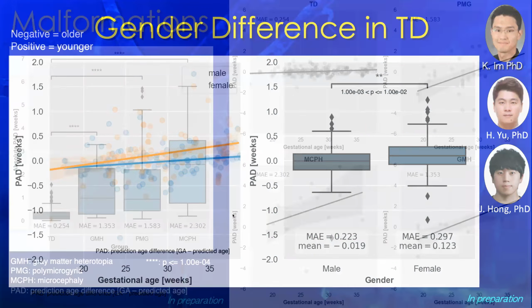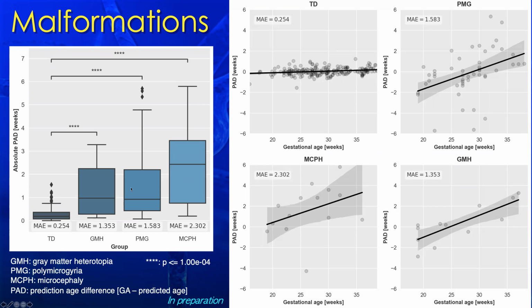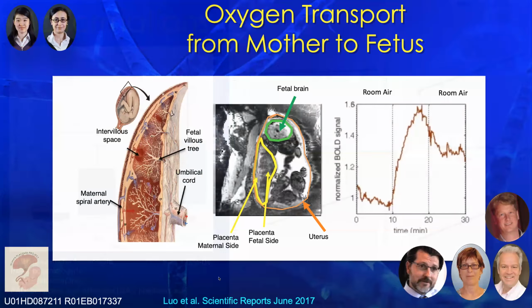And looking at other malformations, germinal matrix abnormalities, germinal matrix hemorrhage, polymicrogyria, and microcephaly, we can see that in each of these disorders, the brain is shifted to younger gestational ages than would be predicted. So we think that if we can get this into the front line, it's another quantitative metric that will enrich and supplement the head circumference that is currently used to estimate gestational age and to key the clinicians when there may be an abnormality.